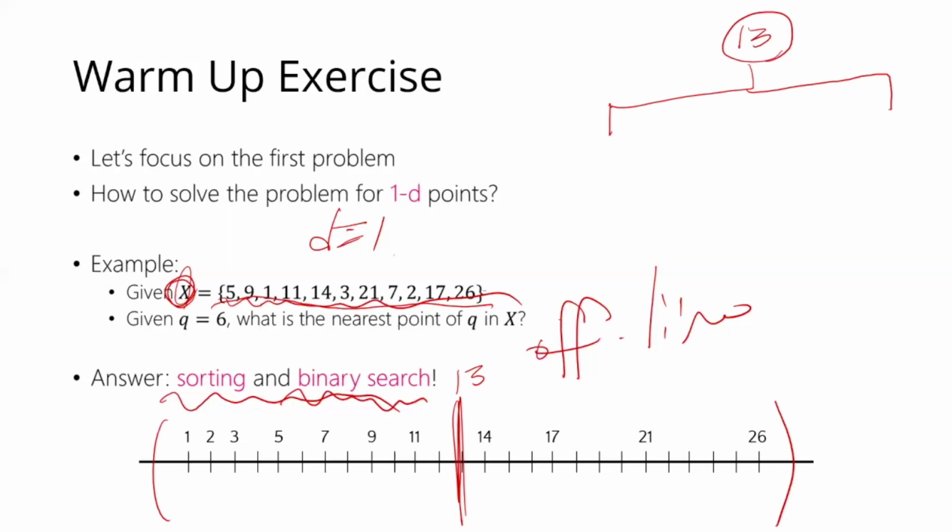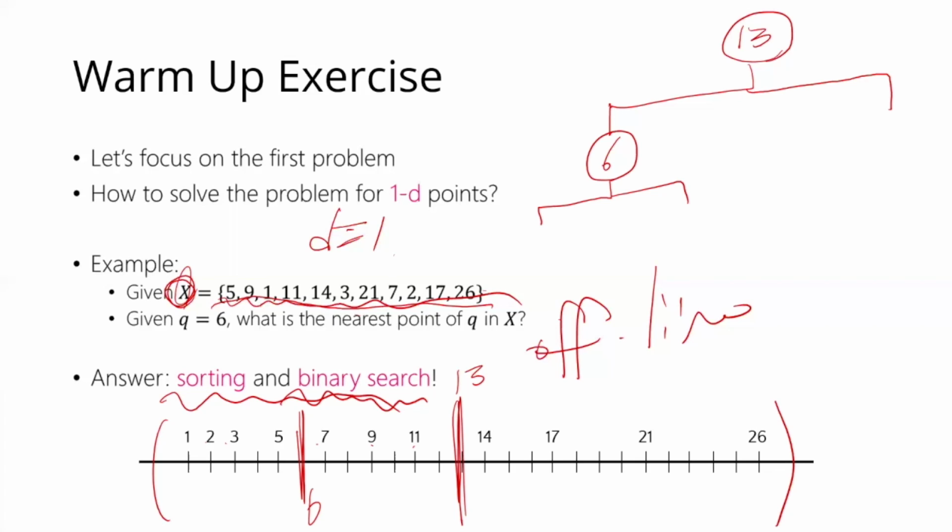Now, if you look at the elements on the left, which are 1, 2, 3, 5, 7, 9, 11, then something in the middle is roughly 6. So again, you can partition the one-dimensional space with respect to 6: things on the left-hand side of 6 and things on the right-hand side of 6. On the left-hand side, we have 1, 2, 3, 5. On the right-hand side, we have 7, 9, 11.